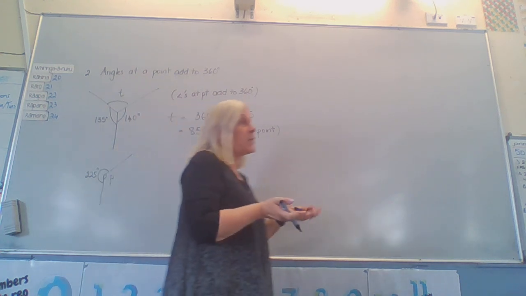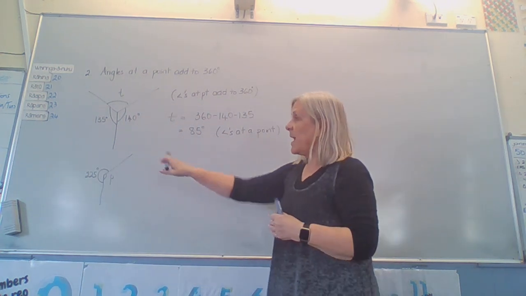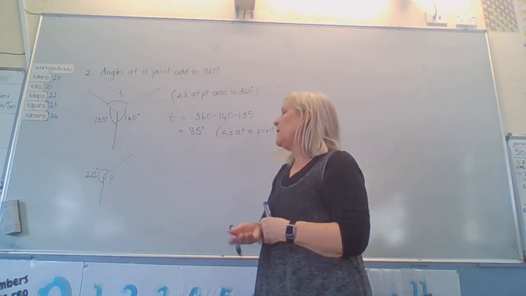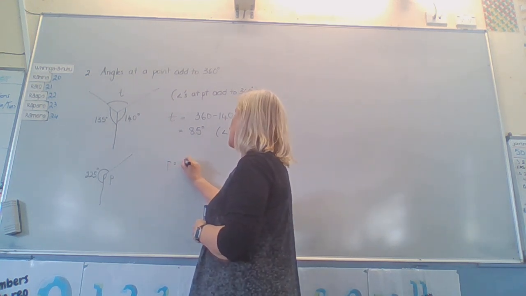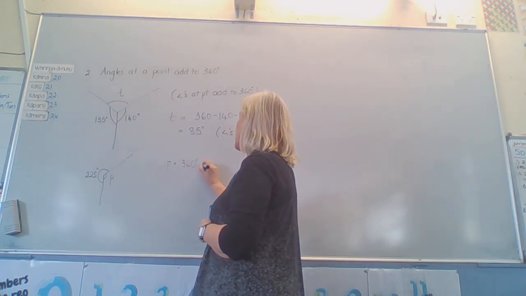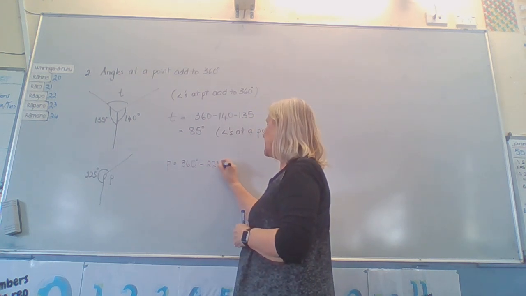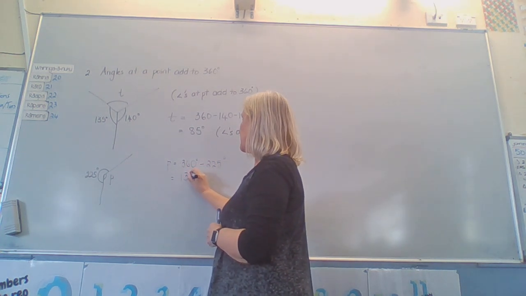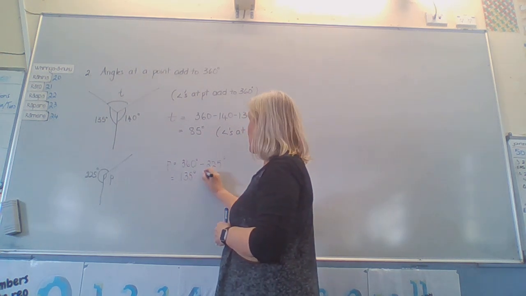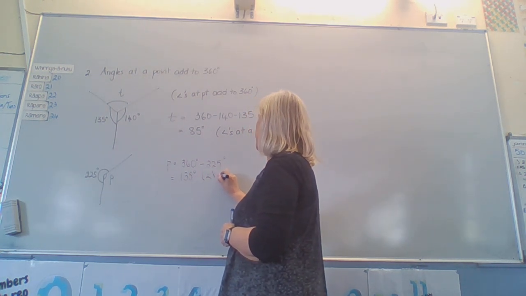All right, so only got the two. It's only got the two angles here. A reflex one, the one around the outside. So if we were finding P, we would just do 360 degrees minus 225 degrees equals 135 degrees for P. And the reason.